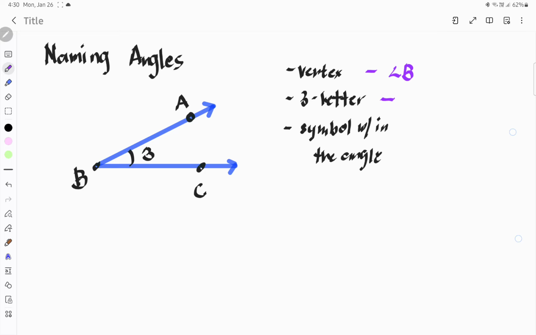There are two ways by using three letters. You can name that as angle ABC. The first letter goes to the second letter and then the third letter. You can name that as well as angle CBA, or vice versa, starting with C going to B to A. By the symbol, which is what's inside here, you can name that angle 3. That's how you name an angle: by vertex, three letters, or a symbol within the angle.